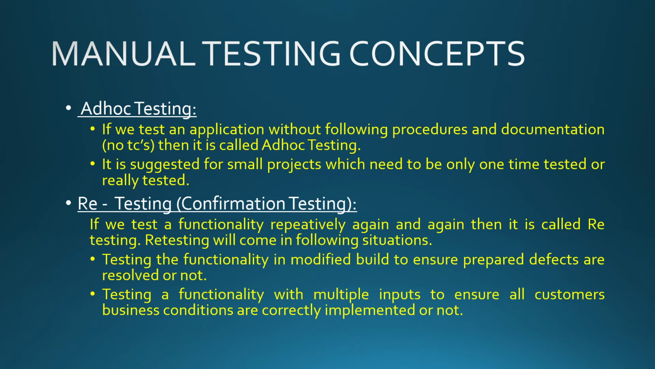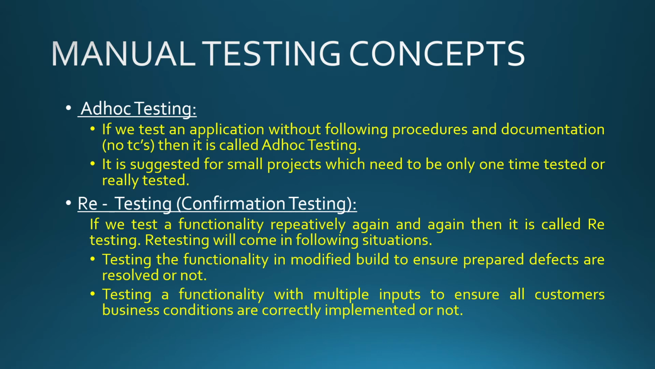So the next functional testing type here is retesting or confirmation testing. Retesting is also called confirmation testing. In an interview, if the interviewer asks about confirmation testing, you can say retesting or confirmation testing, both are the same, so you need not be confused during your interview. If we test a functionality repeatedly, again and again, then it is called retesting.